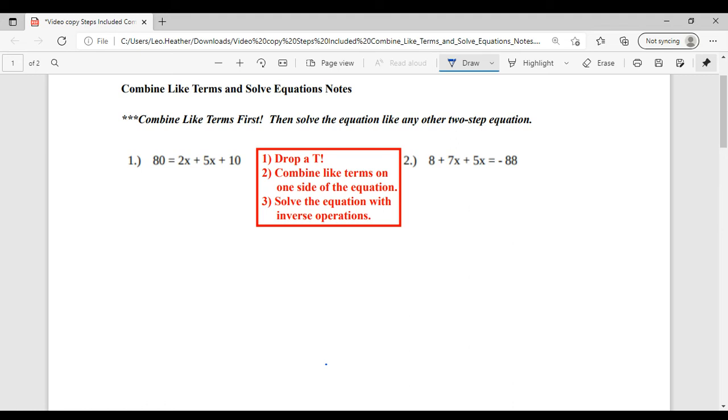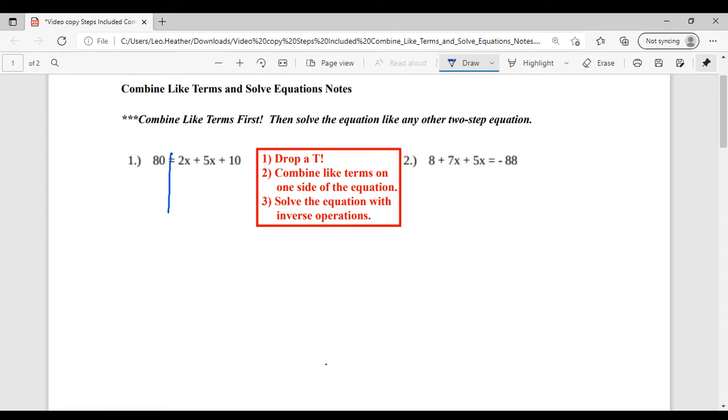Okay, so we are going to combine two skills that we already learned, which is combining like terms and solving equations. And we're going to solve equations with more than two steps. So if you look in the red box, there are 3 steps in order to complete these. So I'm going to get started with number 1, doing the 3 steps.